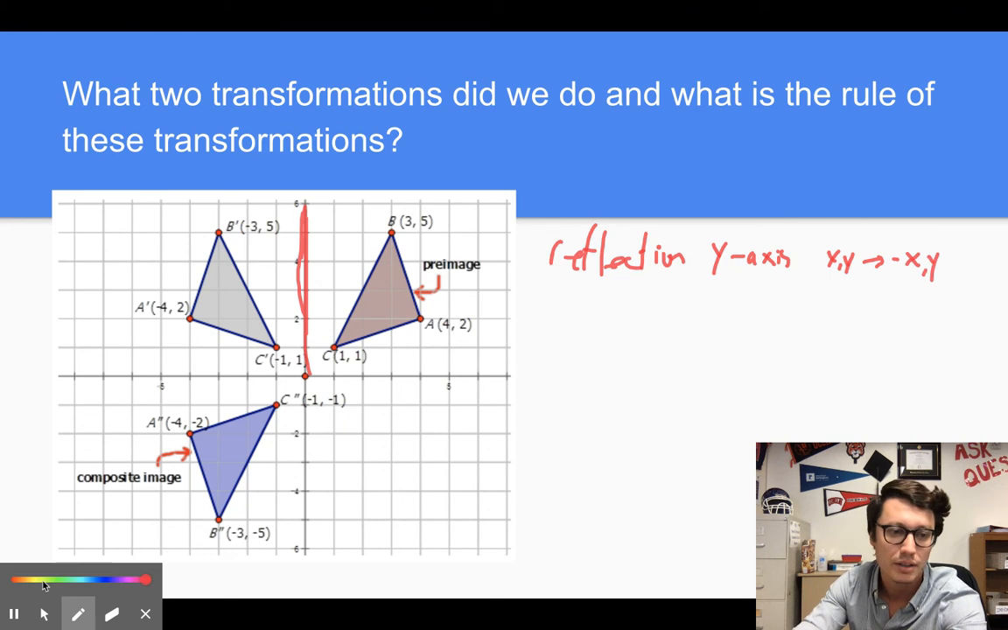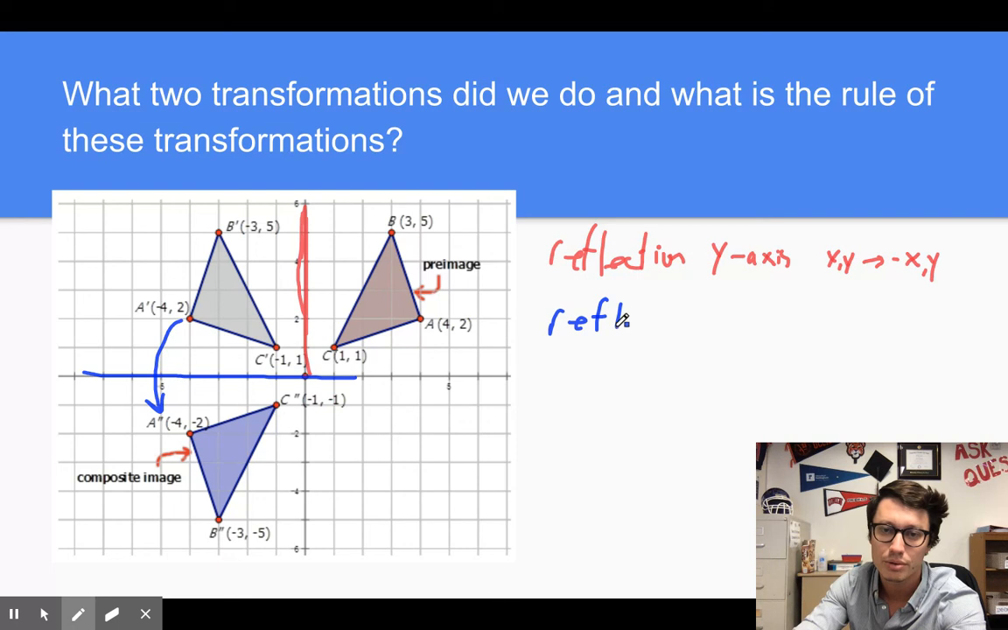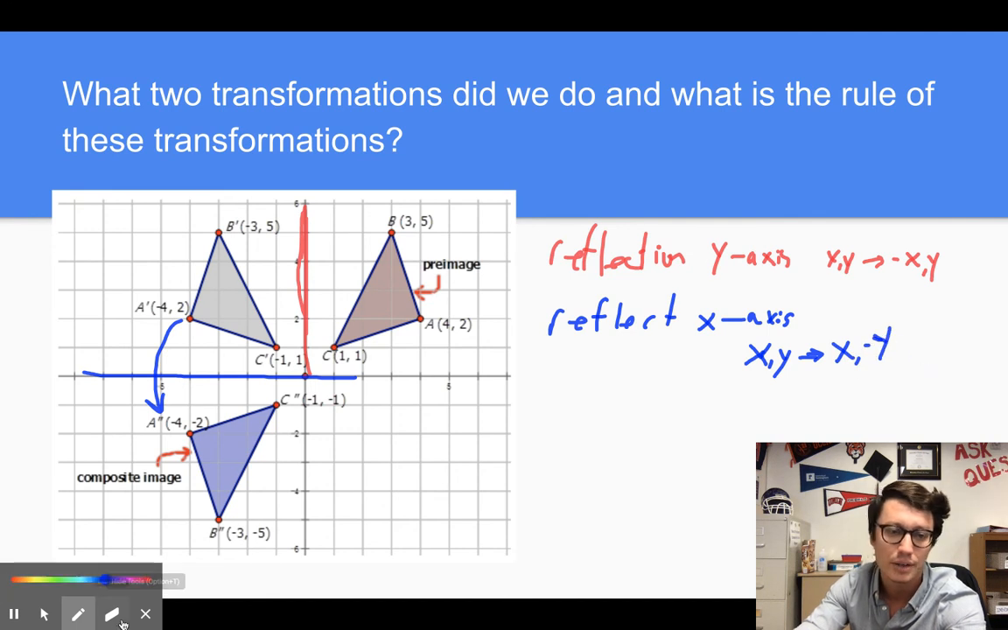And then if we want to go another color, how did we get from A prime, B prime, C prime here to A double prime, B double prime, C double prime? Notice this was also a reflection across the x-axis this time. So we reflected across the x-axis. And again, what is the rule for that? We know that x, y changes to, take a look, -4, 2 goes to -4, -2. We change the sign of the y value. XY changes to x, -y.